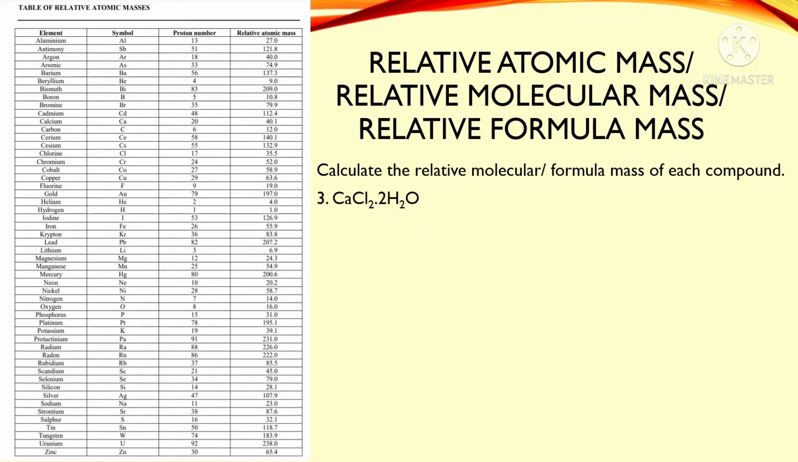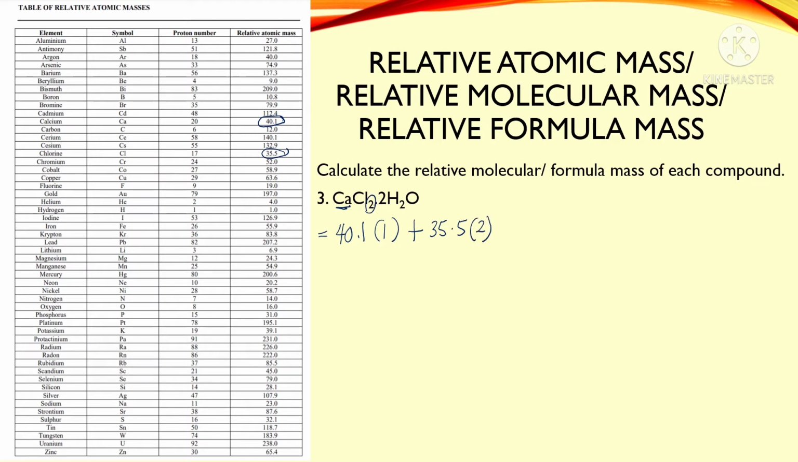Example 3, we still calculate the relative formula mass of ionic compound, since calcium chloride is an ionic compound, but calcium chloride is hydrated. So how do we calculate the relative formula mass of hydrated ionic compound? So basically it's still applying the same concept. We sum out the relative atomic masses for all the atoms that are present in the compound. So the first atom that is present is calcium. From the table we can see that the relative atomic mass is 40.1, and there is 1 calcium plus chlorine. The relative atomic mass is 35.5, and there are 2 chlorine, so times 2.